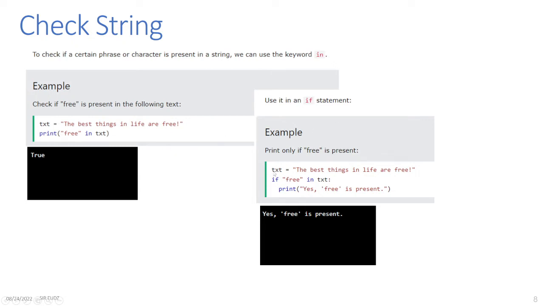So let's say for example, txt equals "The best things in life are free." If "free" in txt, then print "Yes, 'free' is present." So that will be the output because free is actually present here.